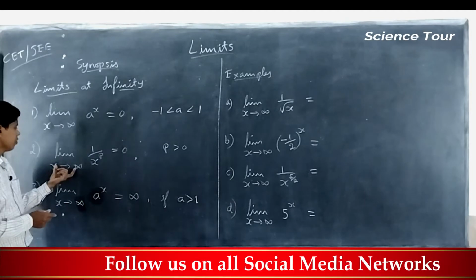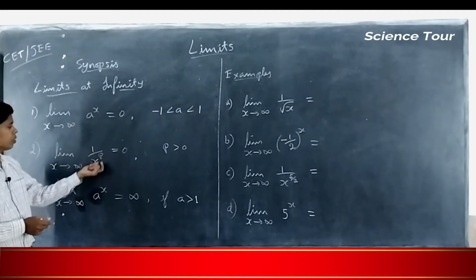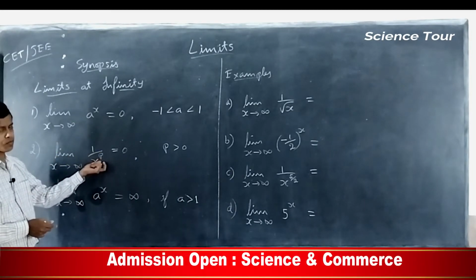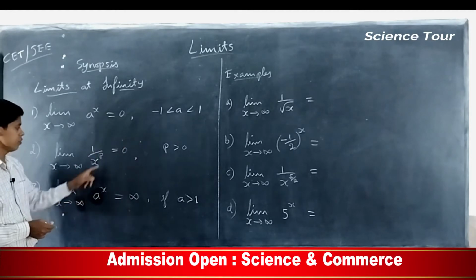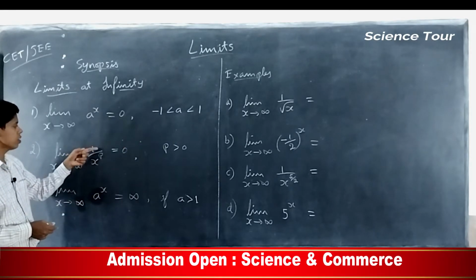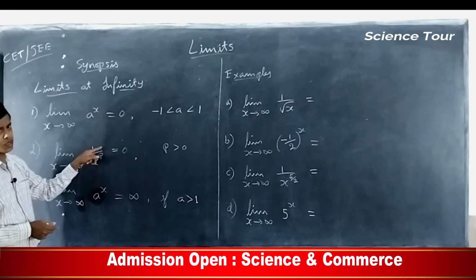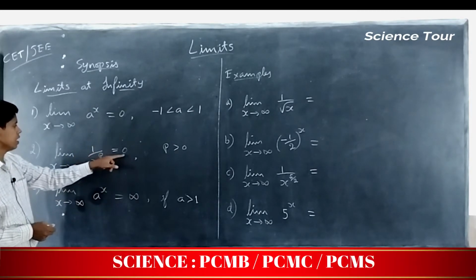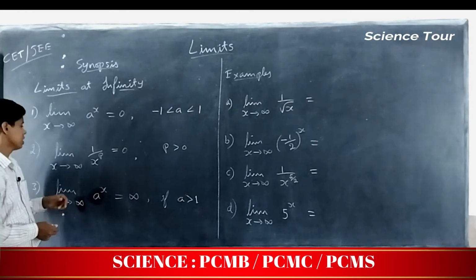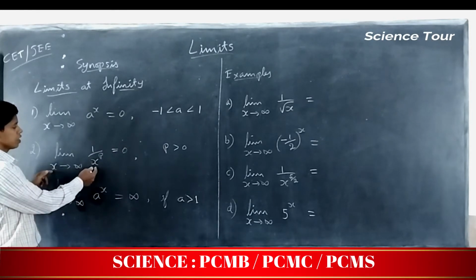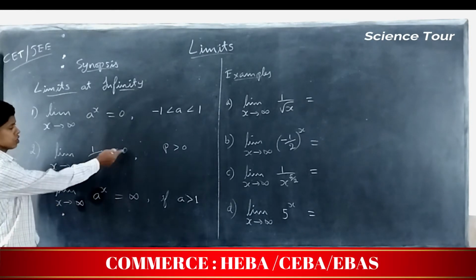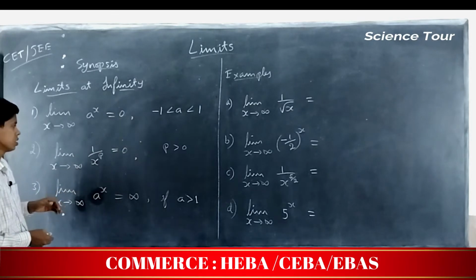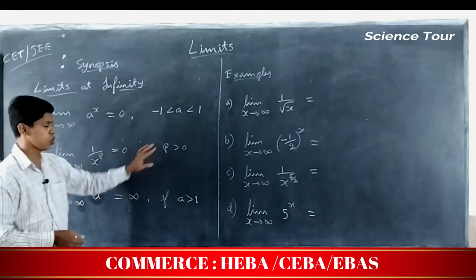But what if you have the limit of 1 by x raised to p, where p is positive? When it goes to the numerator, it becomes x to the power minus p. So 1 by x to the power p will also be 0, because when x becomes infinity, you will get 1 by infinity, which will be 0, only if p is positive.